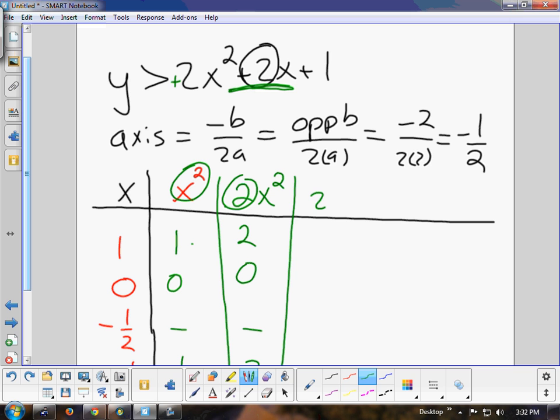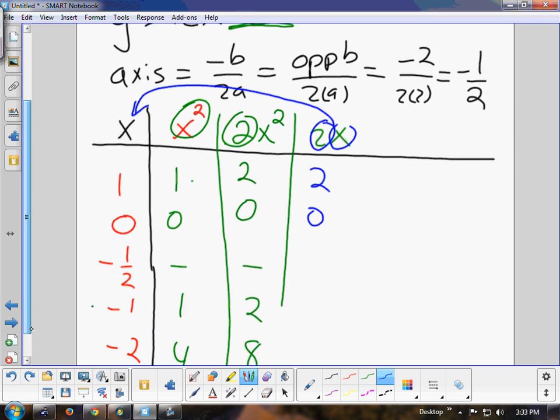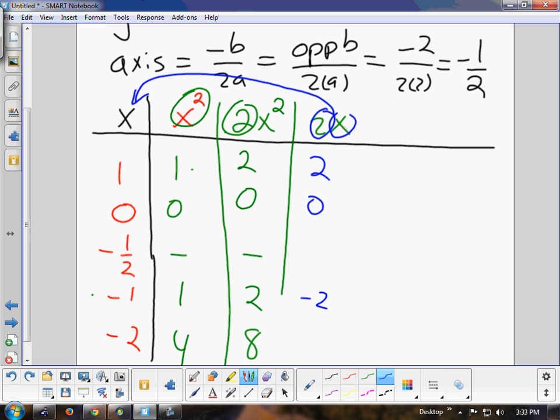So now it's 2x. So now we're going to take this 2 and multiply by the x column, which is way over here. So this is going to be 2, 0. That's where you're going to get your negative 2 from here. We're not going to do that. The negative 2 times 2 is negative 4. Okay, do you see how that works? That makes sense? You got to do this tomorrow on your own.